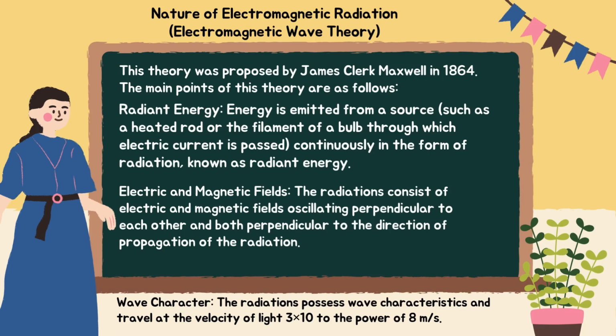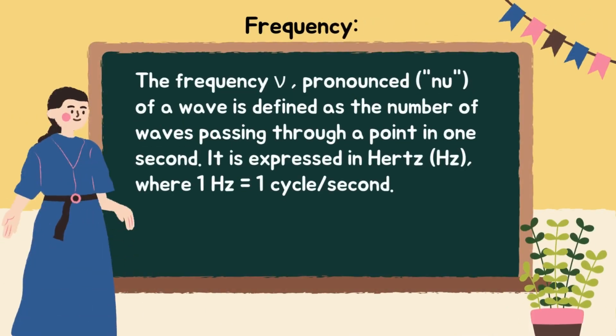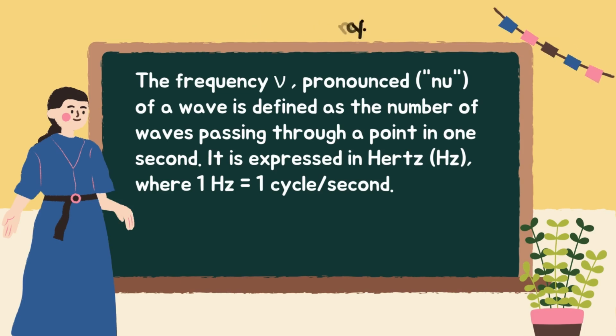Wave character. The radiations possess wave characteristics and travel at the velocity of light, 3 times 10 to the power of 8 meters per second. Next up is frequency. The frequency ν, pronounced nu, of a wave is defined as the number of waves passing through a point in 1 second. It is expressed in hertz, where 1 hertz equals 1 cycle per second.